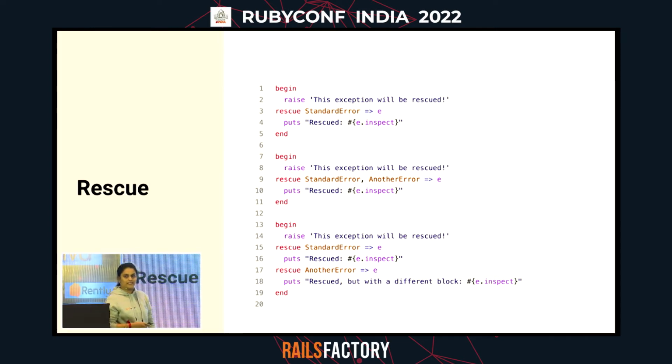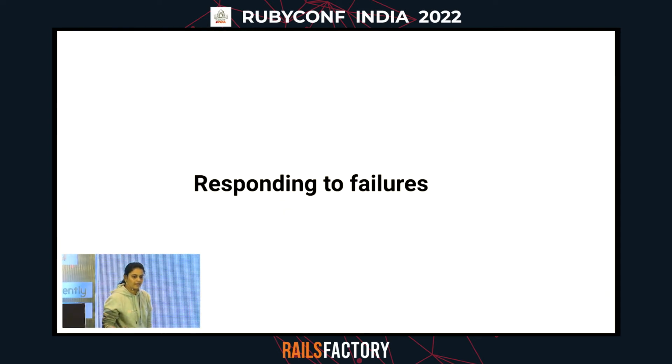Rescue can be called in a number of ways. We can pass multiple exception classes to it, or we can call it multiple times in a single begin block for different types of errors. Now that we know how to raise an exception and how to rescue it, there are some ways available to respond to those failures. Let's see those in the next section.